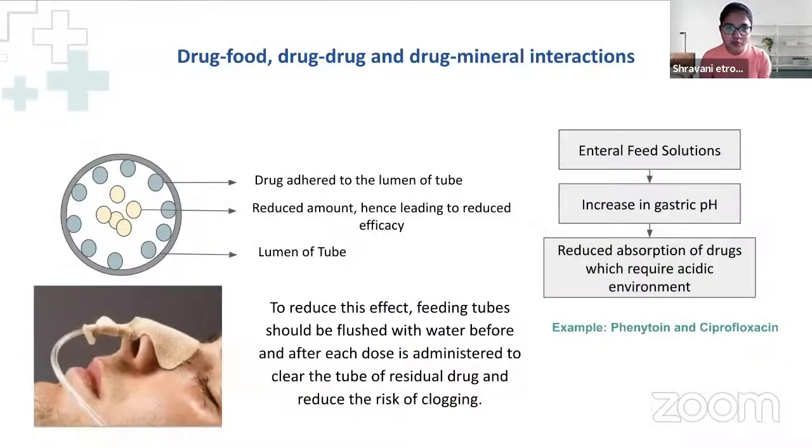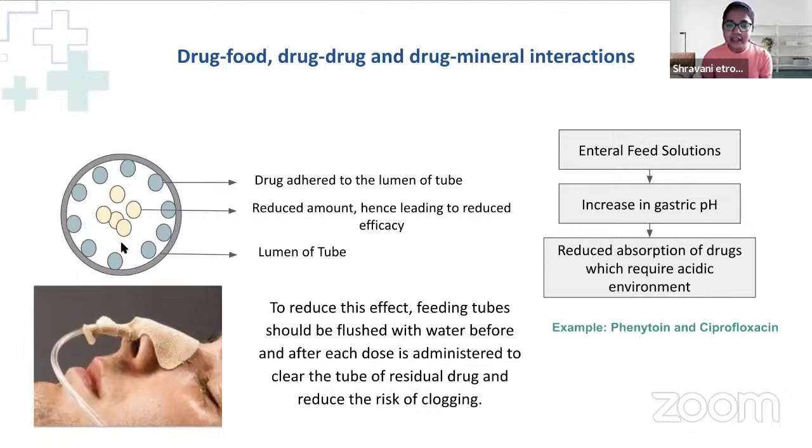And next comes drug-food and drug-mineral interactions. When we see patients in the ICU, they are not able to take feeds orally. So we usually put in a Ryle's tube so that we can give feeds to the patient through that tube. Patients are receiving feeds through that tube, and we ultimately decide to give any oral drugs through that Ryle's tube. But what happens? Look at this picture. This is a cross section of the Ryle's tube. The blue ones are the drug adhered to the lumen, and the yellow ones are the reduced amount of the drug. And this is the drug lumen.